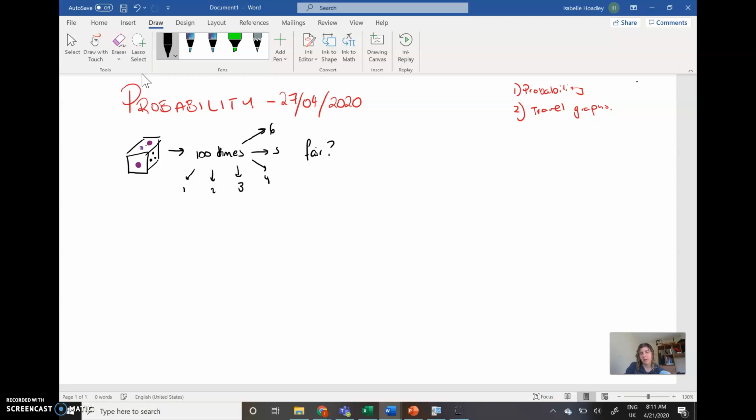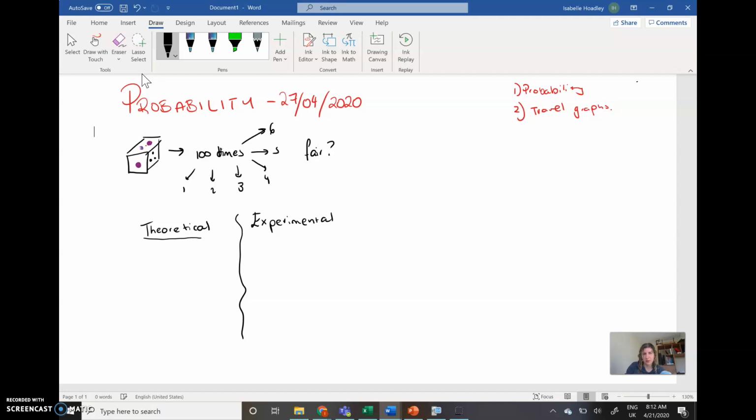If it's fair, then you should have an equal probability of each of these numbers. If it's not fair, then you might end up with 7 more 5s than you do of any other number, and that means you might be slightly weighted or biased towards a 5 side. This is a really important thing in probability, because we have what we call theoretical probabilities, and we also have experimental probabilities.